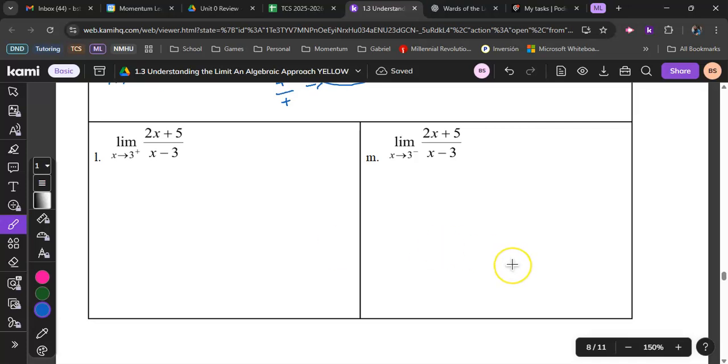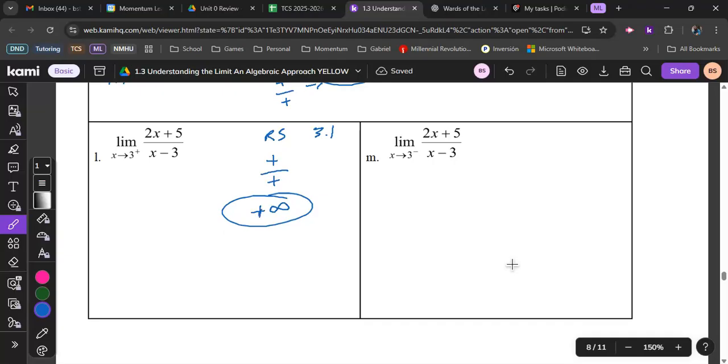All right, last two here. We're going to approach 3. There's nothing I can do here from the right. It's going to end up going to an asymptote, which means that I'm just going to go ahead and do my right-hand side check. I'm going to check 3.1 because that's a little bigger than 3. 2 times 3.1 plus 5 is still going to be positive. 3.1 minus 3 is still positive. So this one is going to positive infinity.